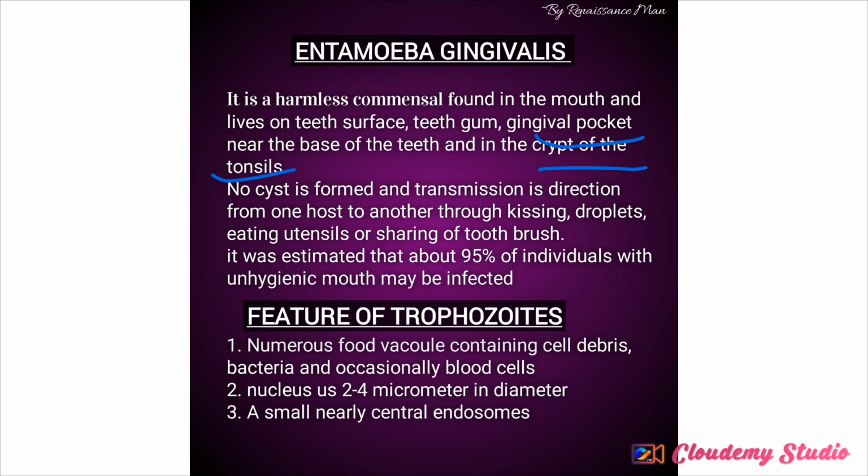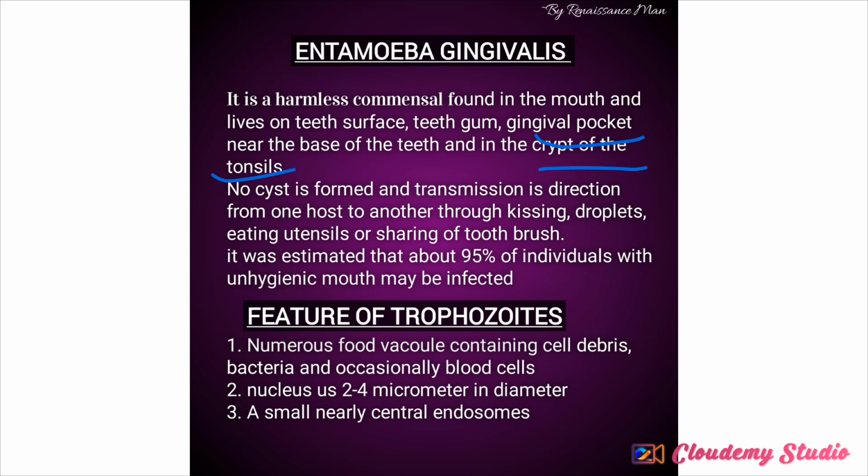Now they have no cyst. They only have trophozoites. You understand? They have only trophozoite form. Hence, they can be transferred from one host to another through kissing, droplets, eating utensils, or sharing of toothbrush. That's how they can be transferred. You understand? And it is estimated that 95% of people without hygienic mouths are actually prone to have this commensal in their teeth. You understand? Remember, it's a commensal. It does not cause disease. Are you getting me now?